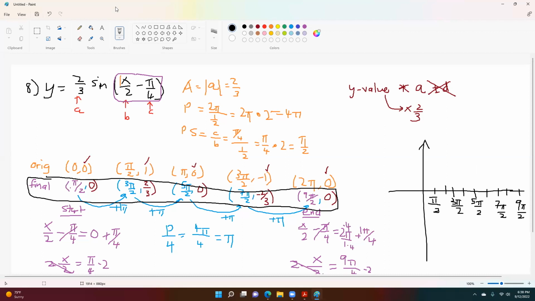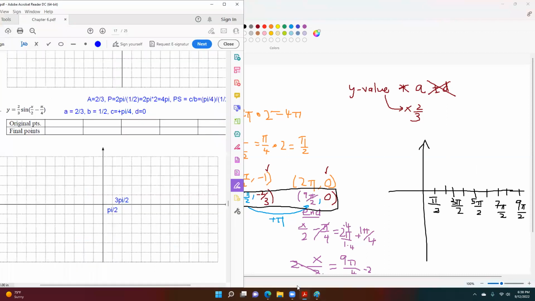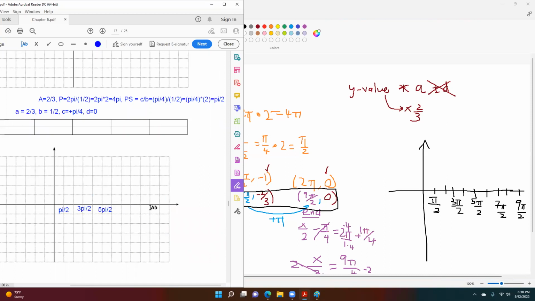So when you want to put 3 pi over 2, you have to be careful, because this 3 pi over 2 should be on the 3rd line, not the 2nd line. And then 5 pi over 2 will be on the 5th line, or 5th box in this case. So 1, 2, 3, 4, 5. So it's right over here. And then 7 pi over 2 will be on the 7th one: 1, 2, 3, 4, 5, 6, 7. So this is 7 pi over 2. And then the last one is 9 pi over 2, which is this one.